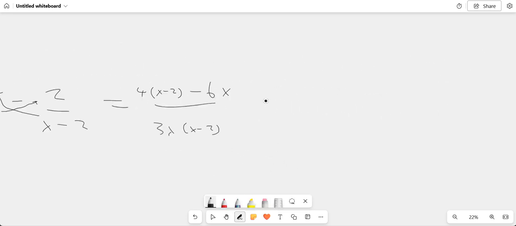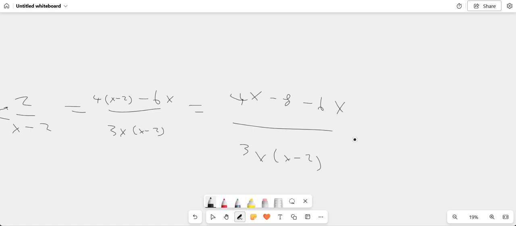Expand the top, so 4 times x is 4x, and then 4 times minus 2 is minus 4, my bad, I'm tweaking, that's minus 8. So 4 times minus 2 is minus 8, and then minus 6x, and then over 3x, x minus 2. I can't be at this level and be making mistakes like that, that's bad on my part. Alright, cool, 4x minus 6x here is minus 2x, and then minus 8 is left over.